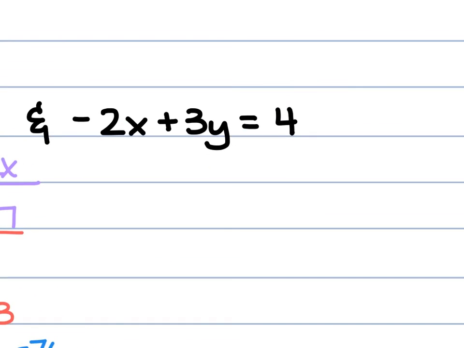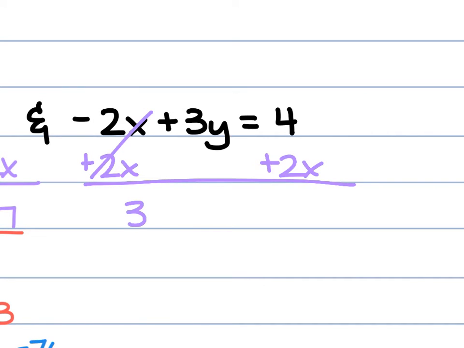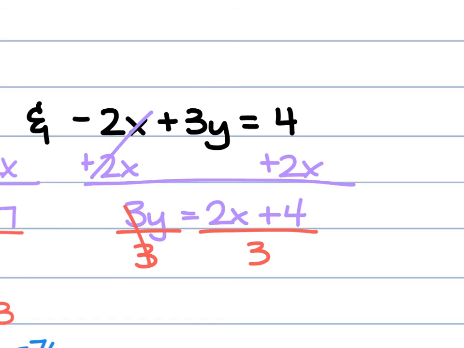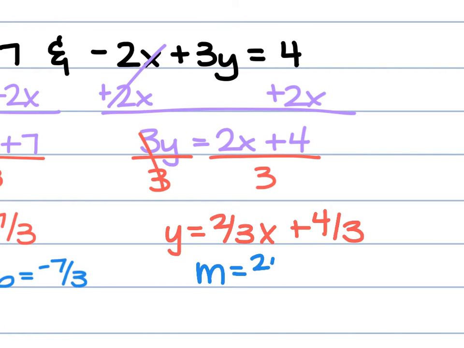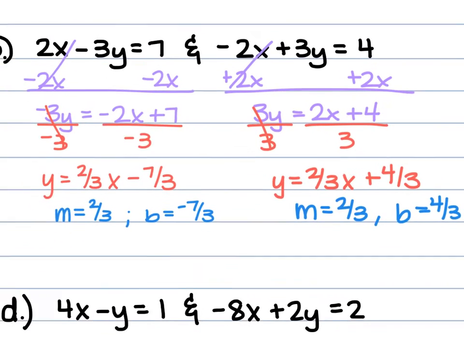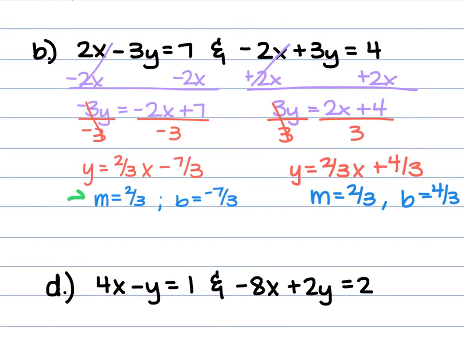With the other equation, we're going to add the 2x to both sides. We have 3y is equal to 2x plus 4. And then we divide each side by 3 to give us y is equal to 2 over 3x plus 4 over 3. For this one, our slope is 2/3. Our y-intercept is 4 over 3. So our slopes here are the same, our y-intercepts are different, so they are parallel.